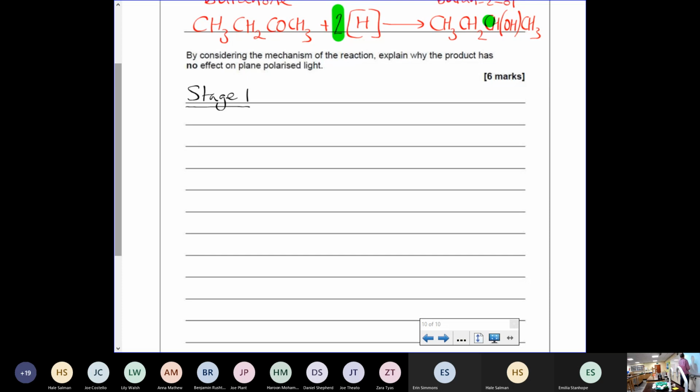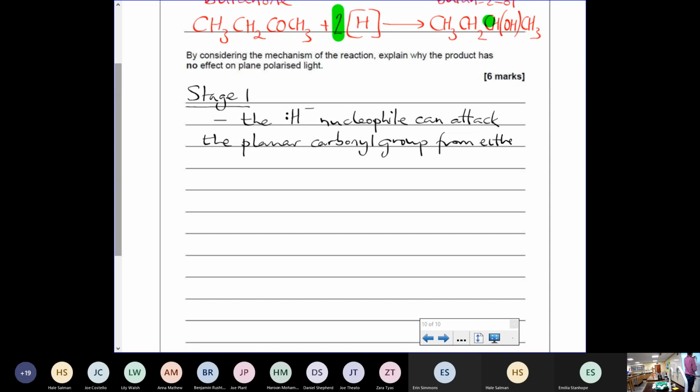I'm going to do this in two ways. I'm going to do it in words first. So we can say the H- nucleophile can attack the planar carbonyl group from either side. Now you could illustrate that with a picture and still get the marks.